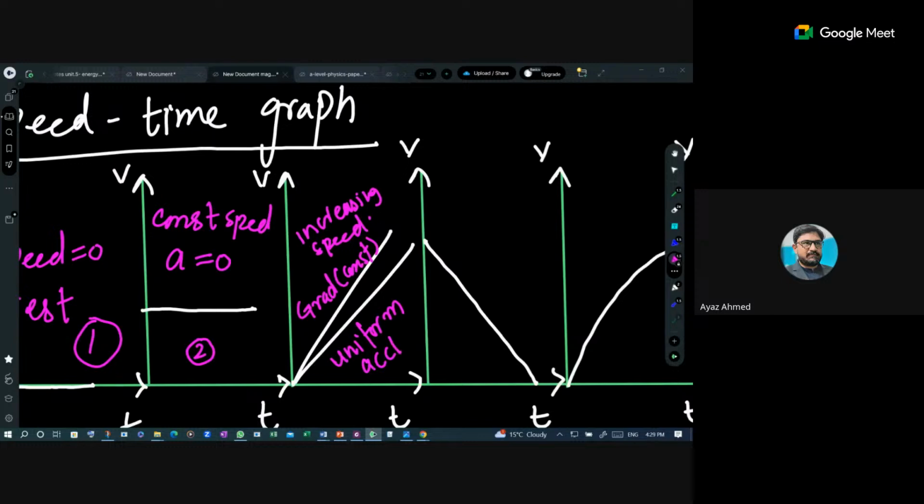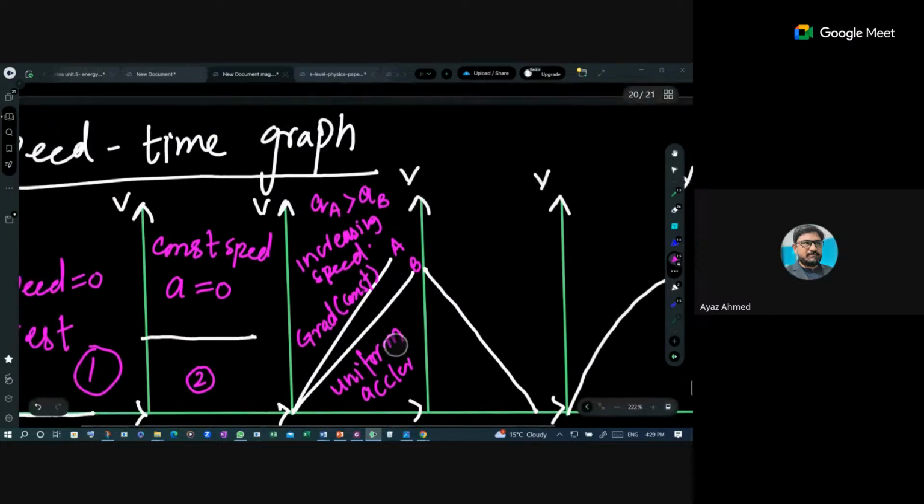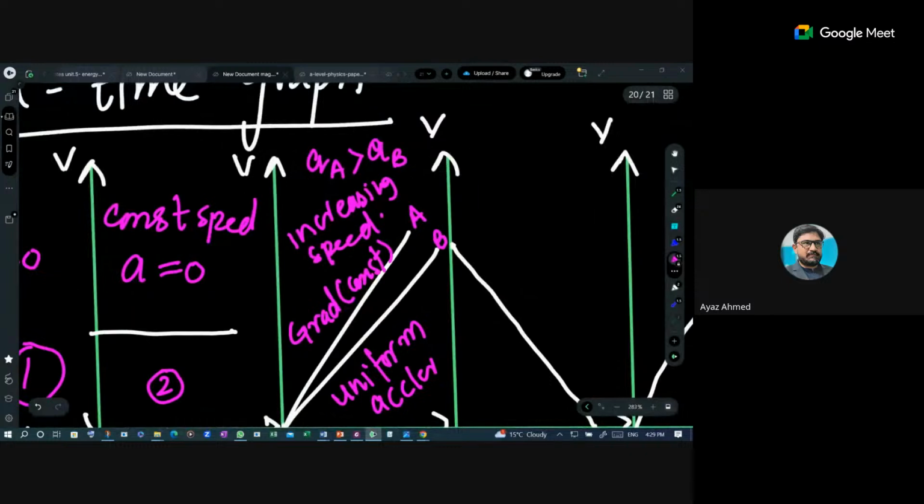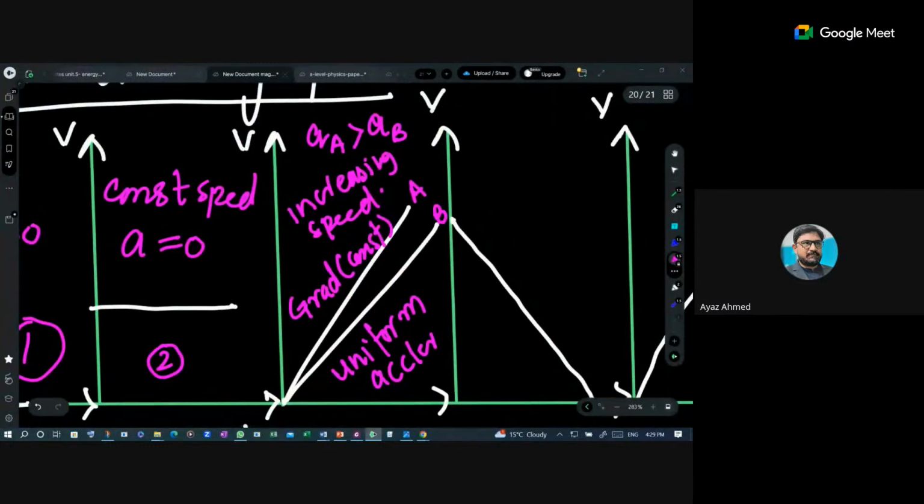Okay, got it? So let's say body A and body B. As I told you, the gradient is steepness as well. So A has greater acceleration than B. So the acceleration of body A is greater than the acceleration of body B. Am I right? Check this out. If a graph has more steepness, it means its acceleration is more.